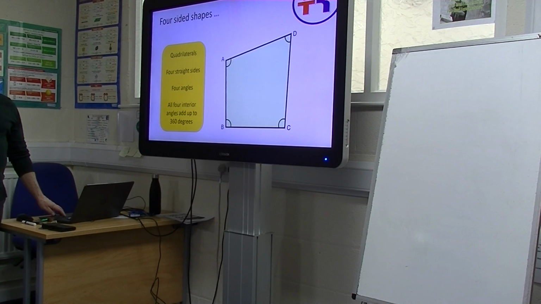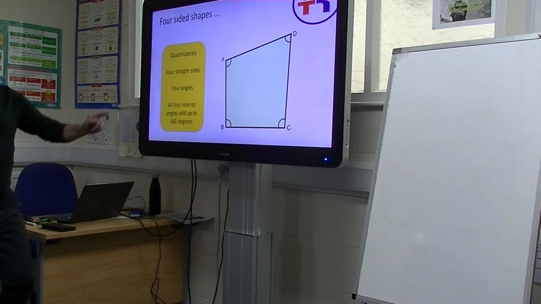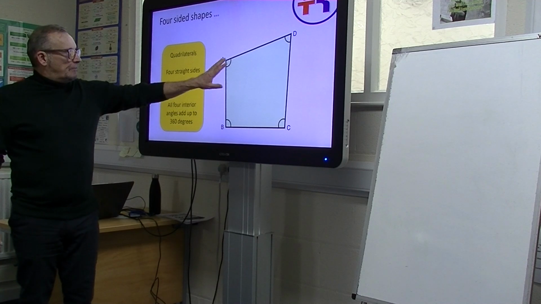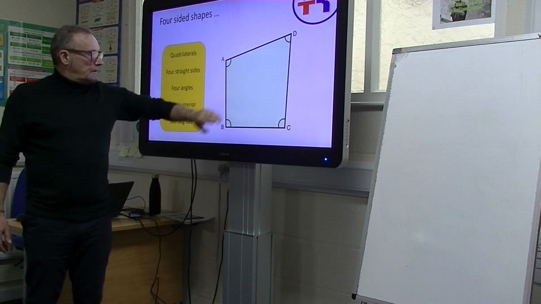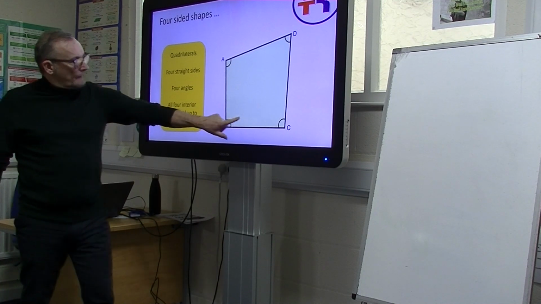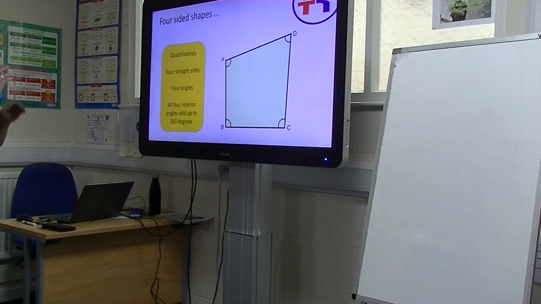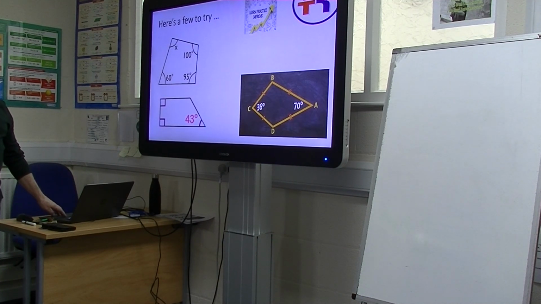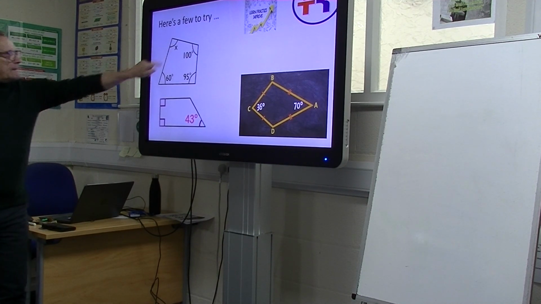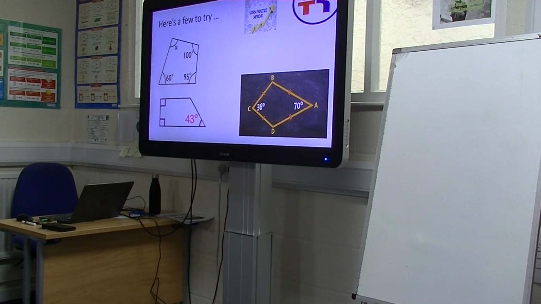Four-sided shape, four straight sides, four angles, and all the angles add up to 360 degrees. That's not a square, it's not a rectangle, but it's a four-sided shape. And you can see there's a right angle, there's a right angle, but those two angles are not. One's bigger than 90, one's slightly less than 90 degrees. What's angle X?